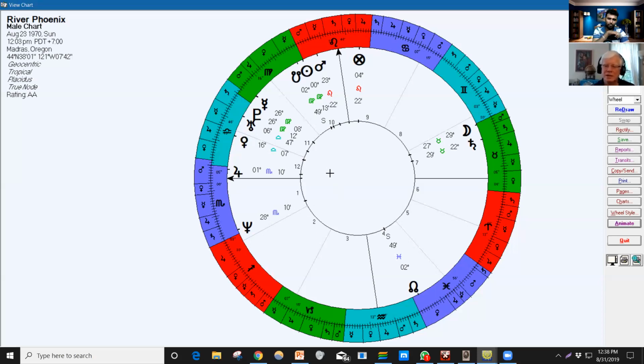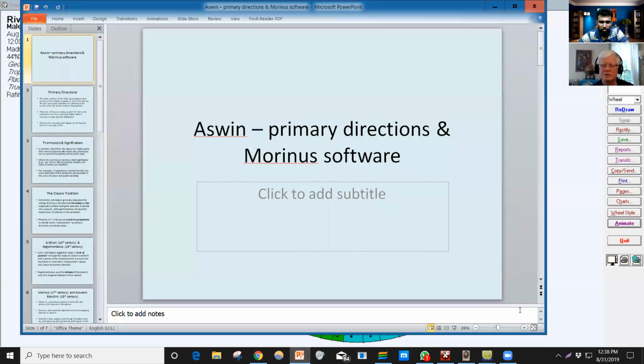Now, what the software does is give us precise dates when we can see these things happening. So let me go to my slides. I made some slides. Can you see the slides? Okay. Very brief, just to review what primary directions are before we get to the Morinus.